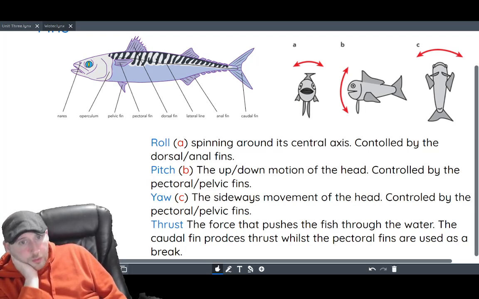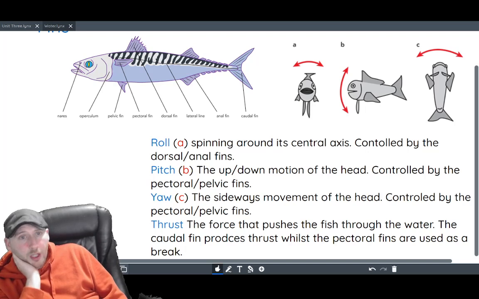But we need to know the different types of fin and how they help the fish out, because they're not all the same. Not all the fins face in the same direction. Not all the fins move in a similar way, and they're all there for distinct jobs. They're not just random fins that are, I don't know, propelling the fish along. They're all doing different things.